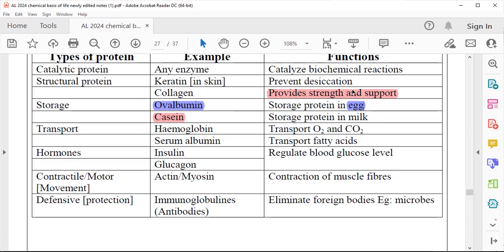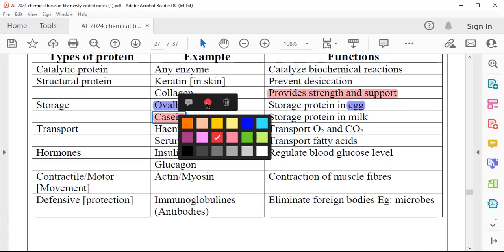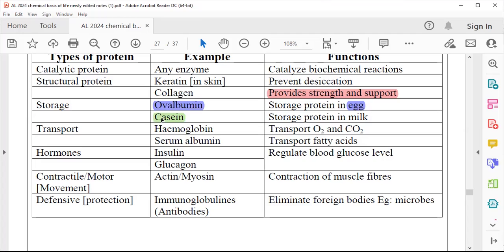So in the egg, ovalbumin is a colorless protein. What is the second storage protein? Casein. It is stored in which material? In milk. Okay.